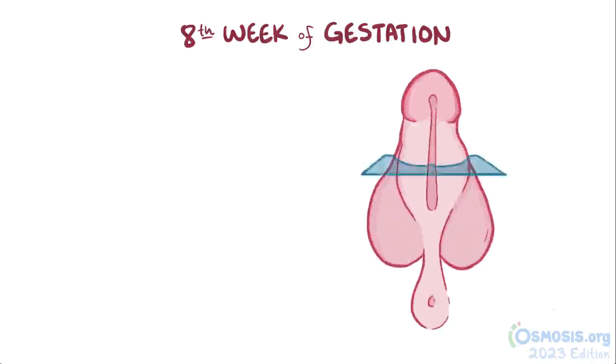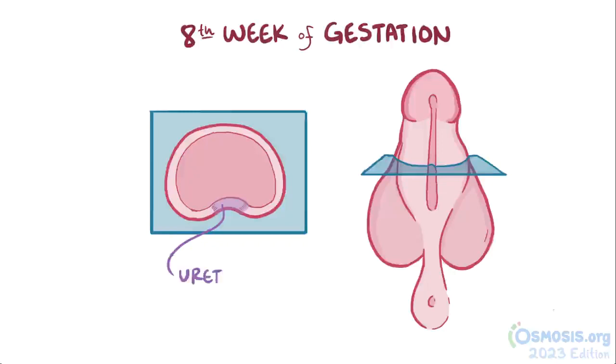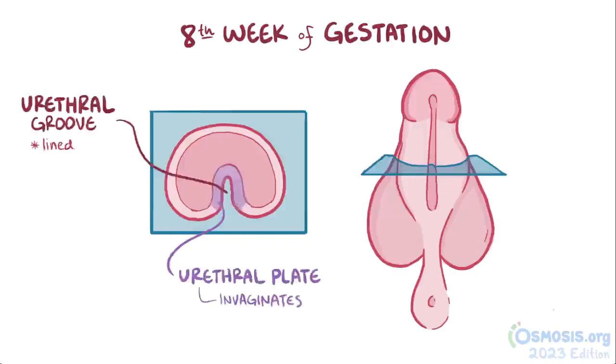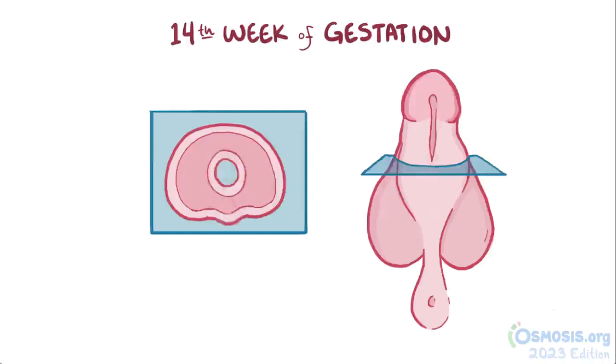As it grows in length, an area of tissue on the underside called the urethral plate invaginates to form a urethral groove, which is lined with epithelial cells. In the 14th week of gestation, the 2 urethral folds on the sides pinch off the groove to make it close, and form the penile urethra.